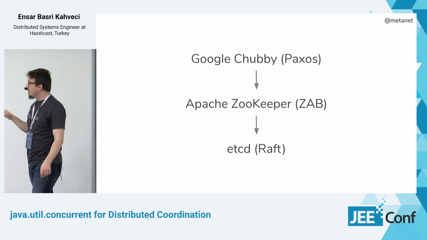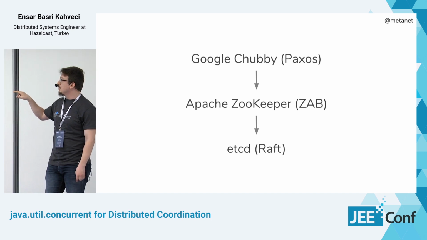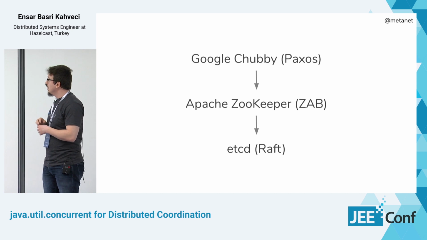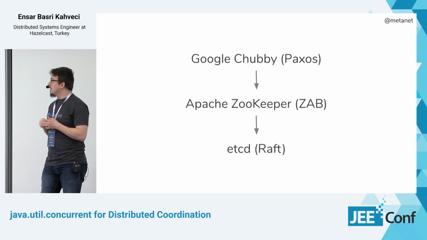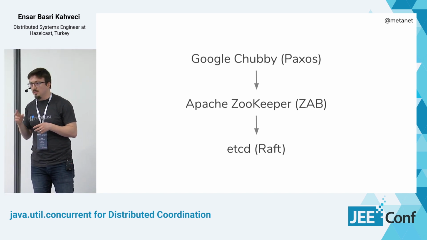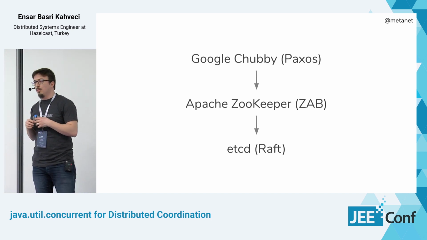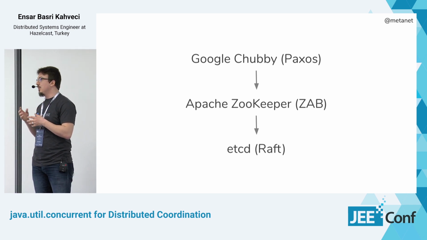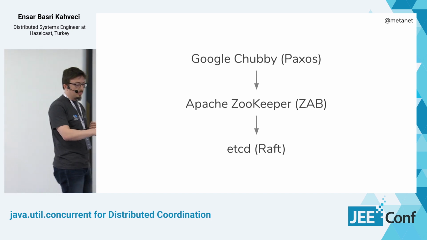And after ZooKeeper, another distributed coordination tool popped up. etcd popped up in 2013. Kubernetes internally uses etcd, so it's a very good one. And it uses, again, another consensus algorithm, Raft. The thing about etcd is that etcd engineers note that they learned a lot of lessons from how ZooKeeper is built and maintained, so they made a lot of improvements over ZooKeeper while building etcd.